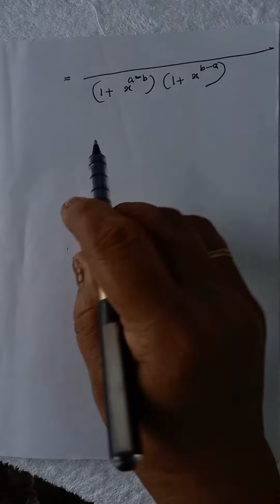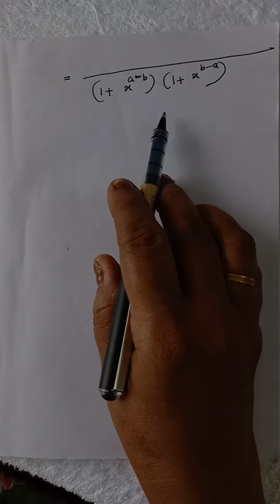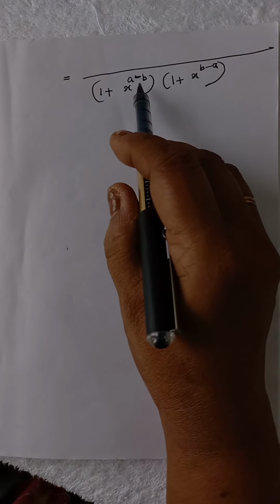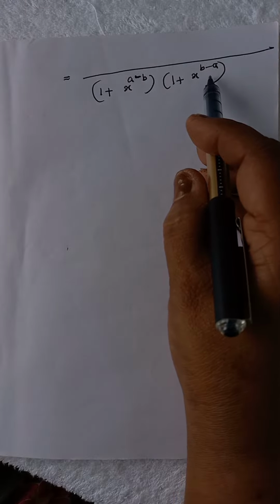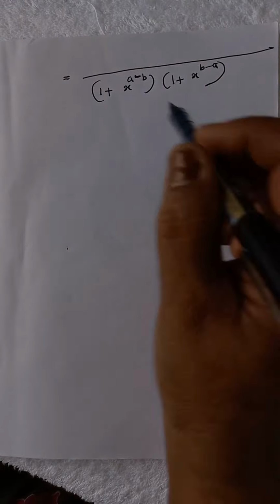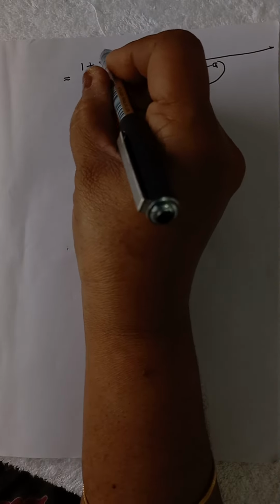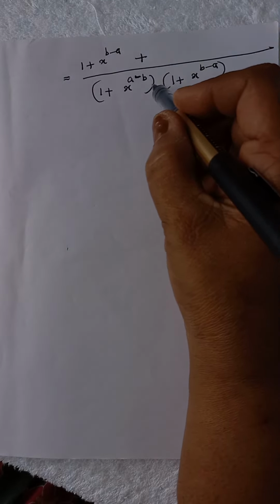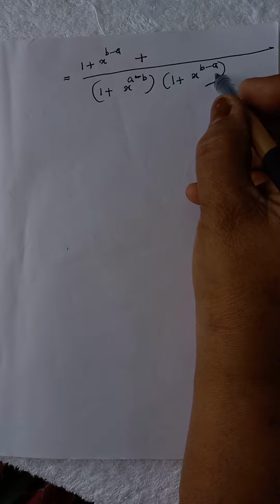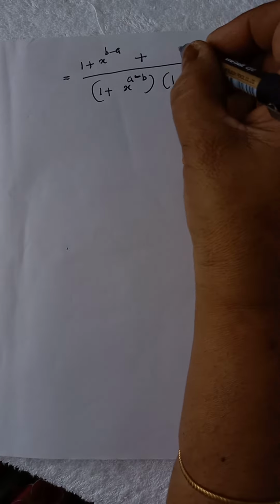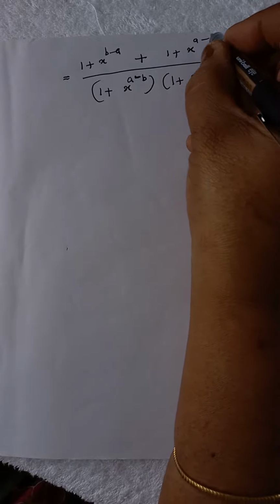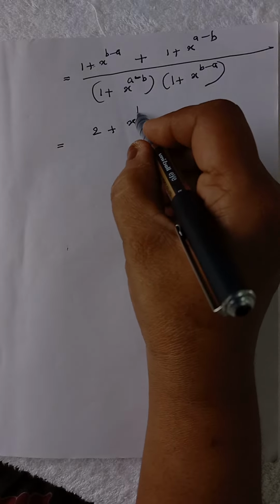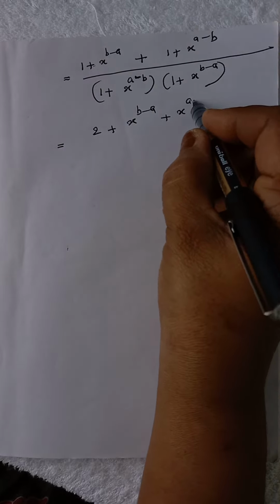So that is equal to 1 plus x raised to a minus b into 1 plus x raised to b minus a is the LCM. So 1 plus x raised to a minus b into 1 plus x raised to b minus a divided by 1 plus x raised to a minus b, that is 1 plus x raised to b minus a. Now for the second half, 1 plus x raised to a minus b into 1 plus x raised to b minus a divided by 1 plus x raised to b minus a is 1 plus x raised to a minus b. So here this is 1 plus 1 is 2. So 2 plus x raised to b minus a plus x raised to a minus b.